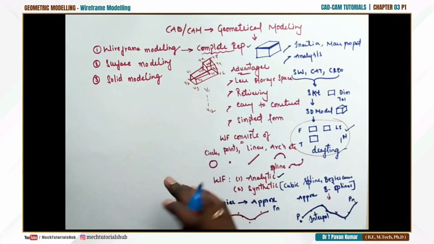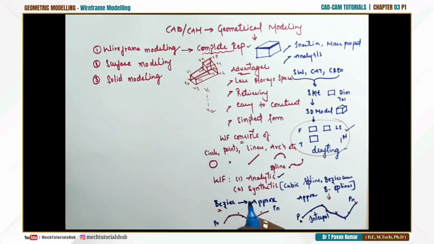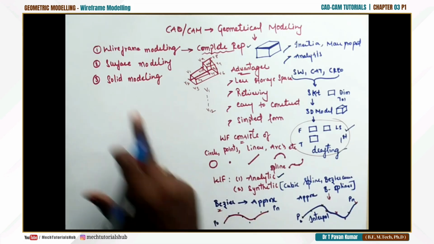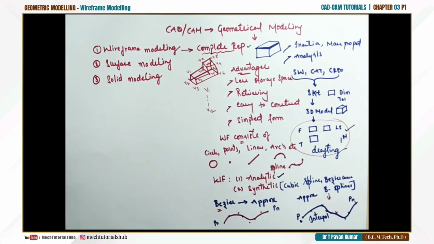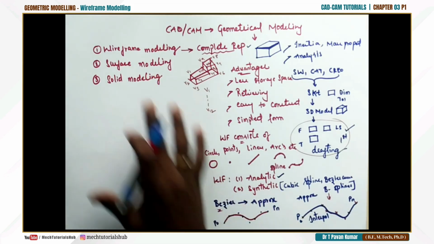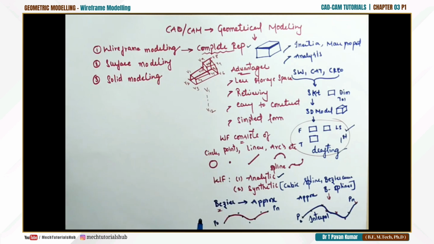Now this wireframe model is again a base for surface modeling, because in case of wireframe modeling we use entities, and the wire needs to be bent with respect to the edge of the model to get the required shape. Whereas in case of surface modeling, the surface has to be generated by using this Bezier curve or B-spline curve. In such cases, wireframe becomes a base for the surface modeling.